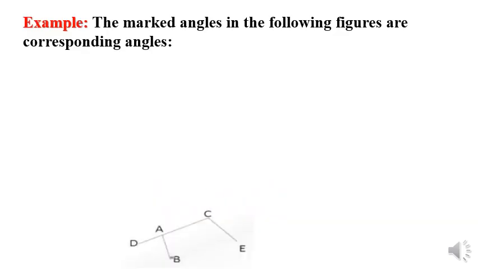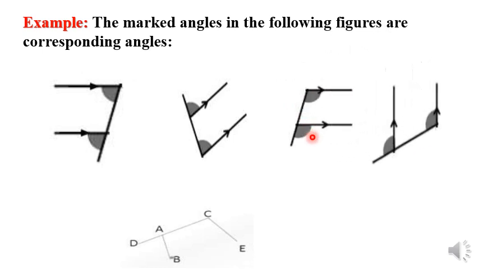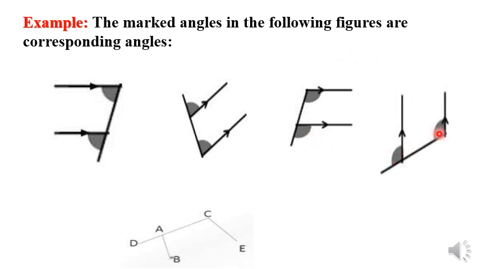Okay, let's see more examples about corresponding angles. The marked angles are corresponding angles. They make like a 7 shape, opposite to an F shape. These are also corresponding angles. These are also corresponding angles. These are also equal corresponding angles.